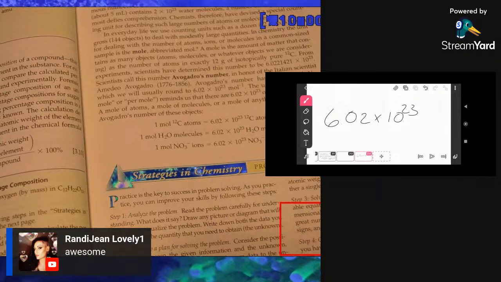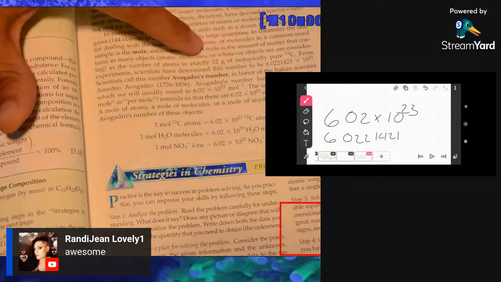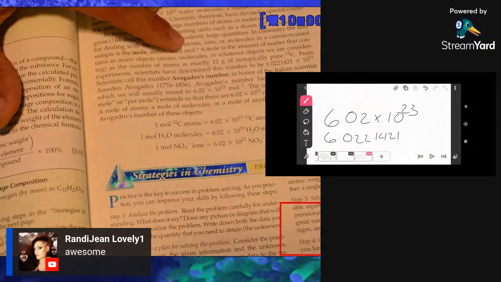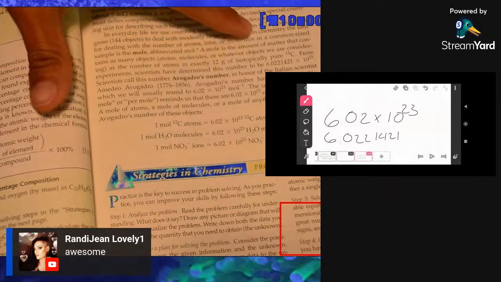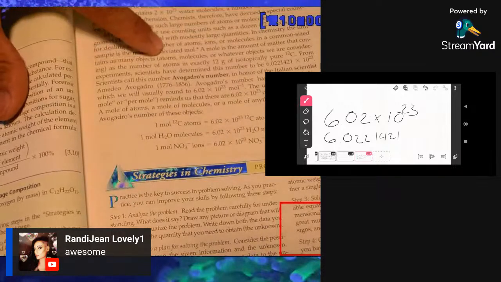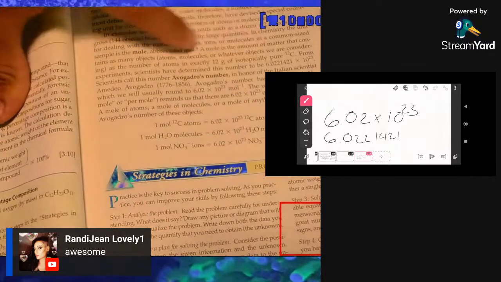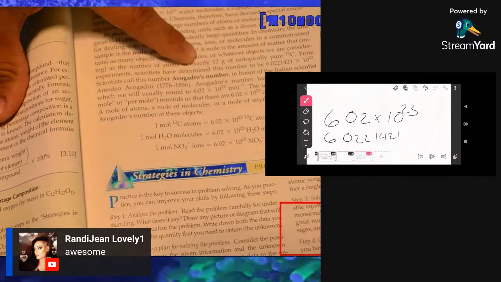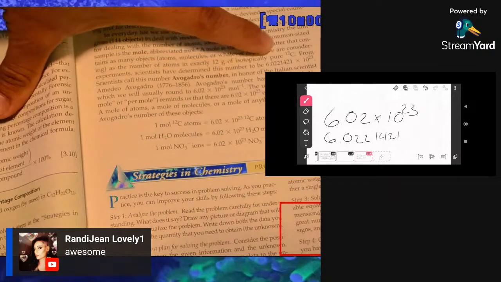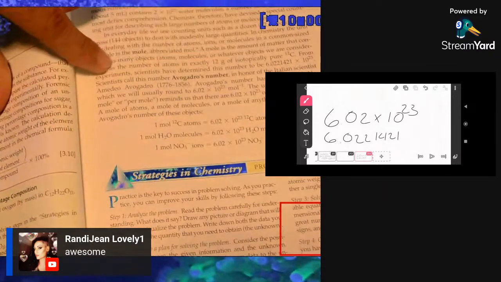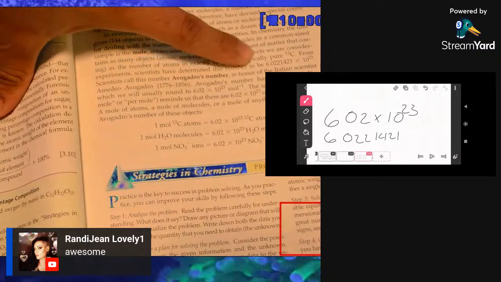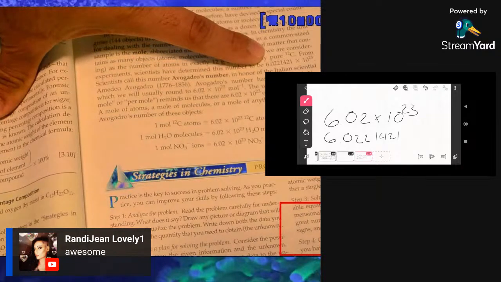All right. And if we write it out, if you want the longer version, if you want all the numbers, it's 6.0221421. All right. So this number, a mole is the amount of matter that contains as many objects, or whatever objects we are considering, as the number of atoms in exactly 12 grams of isotopically pure carbon-12. The experiment scientists have determined this number to be 6.022.